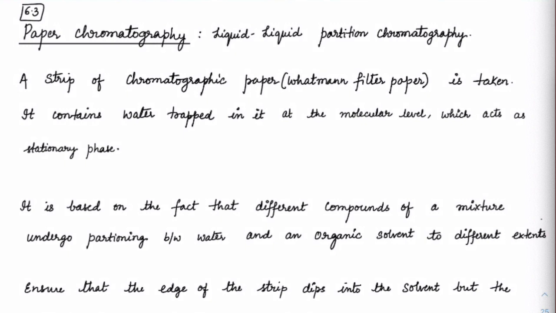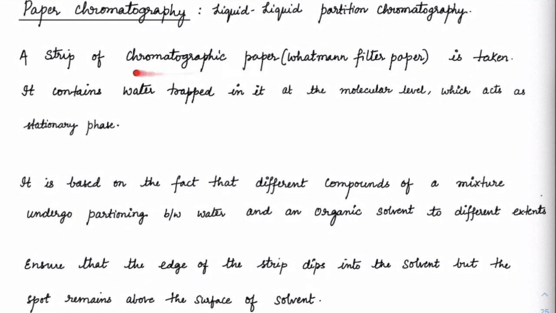Paper chromatography is used when you have liquid partition chromatography. Now here what we do, we will take that chromatographic paper, which we call Whatman's filter paper, right? In this, water is already trapped at the molecular level, which means that paper already has moisture inside, and that will act like a stationary phase because it is not moving. Since water is not moving there, water will act like the stationary phase because it got stuck in all the molecular levels of that filter paper. Okay.